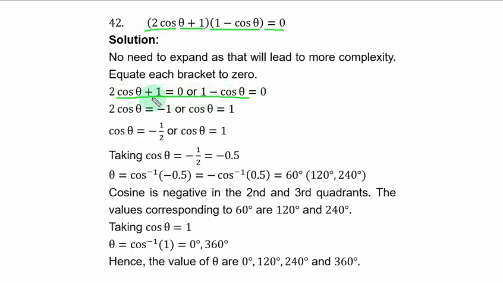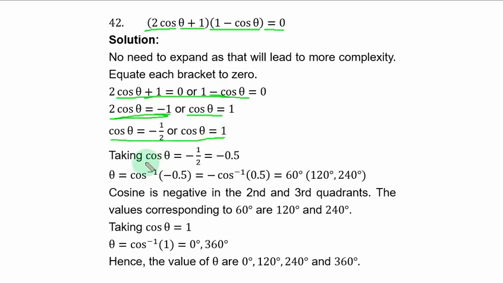Next thing is to do simple rearrangement. You transfer plus 1 to the right, it becomes minus 1. Here, if you transfer this term to the right, it becomes positive, and you have it in this form. For the first side, divide through by 2, and you have it in this form. You have to take the two sides and solve for theta respectively.